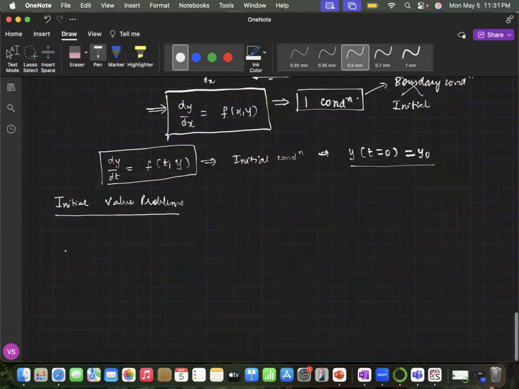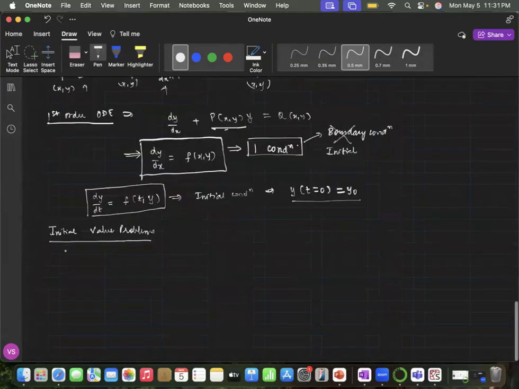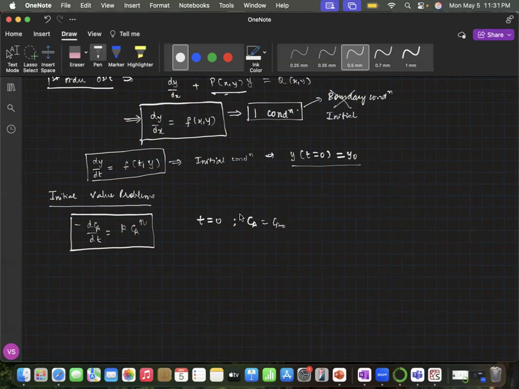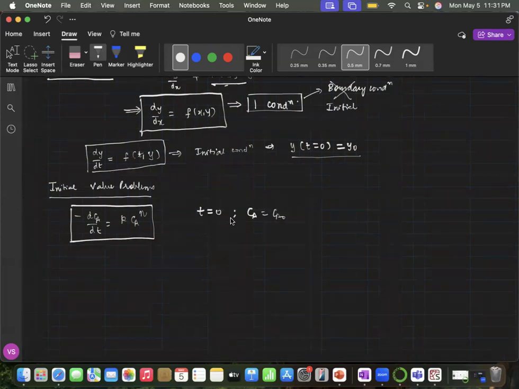So for example, if you have a problem of this kind, minus dC_A by dt, we just solved this in the previous few lectures, equals k C_A to the power n, right? We also had a more complex problem, we had C_B to the power m, but let's just ignore this for now, right? So this kind of problem becomes an initial value problem, where the initial value is this, right? This is the initial value. So now you have to solve this problem, right?